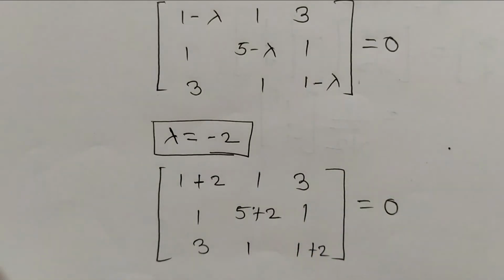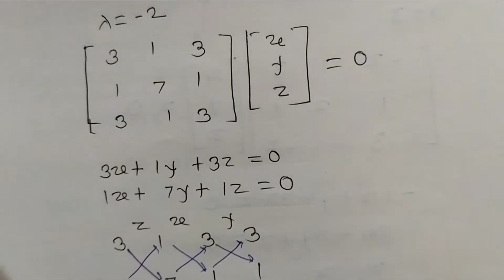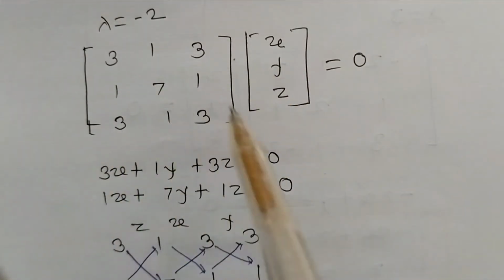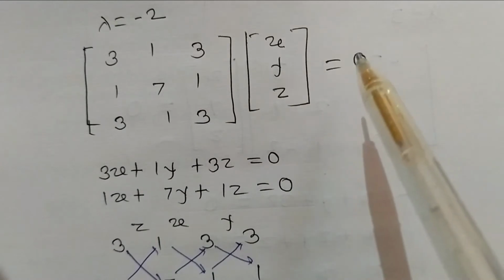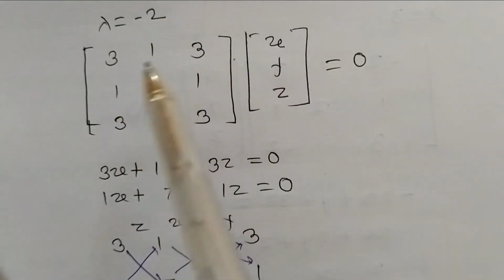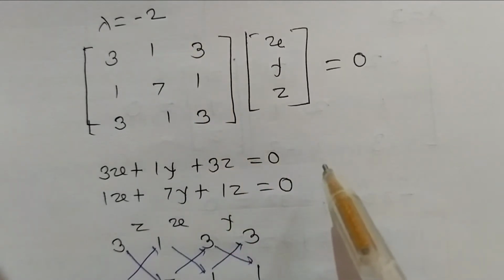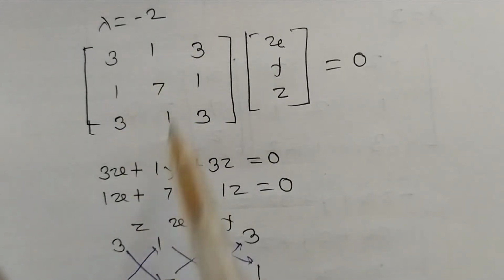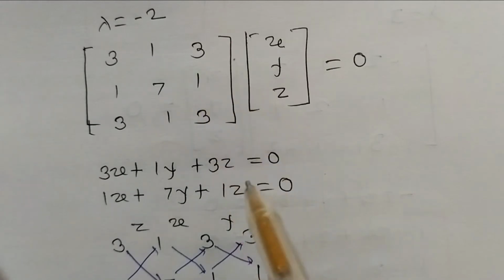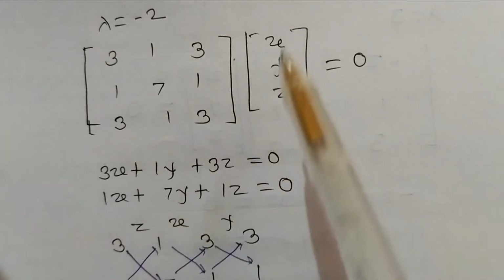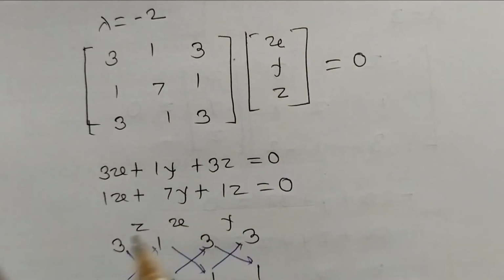So this eigenvector, with the matrix 3, 1, 3; 1, 7, 1; 3, 1, 3 times x, y, z, is equal to 0. We take the equations 3x plus 1y plus 3z is equal to 0, and 1x plus 7y plus 1z is equal to 0. We can only take two equations; that is sufficient for finding the eigenvectors.